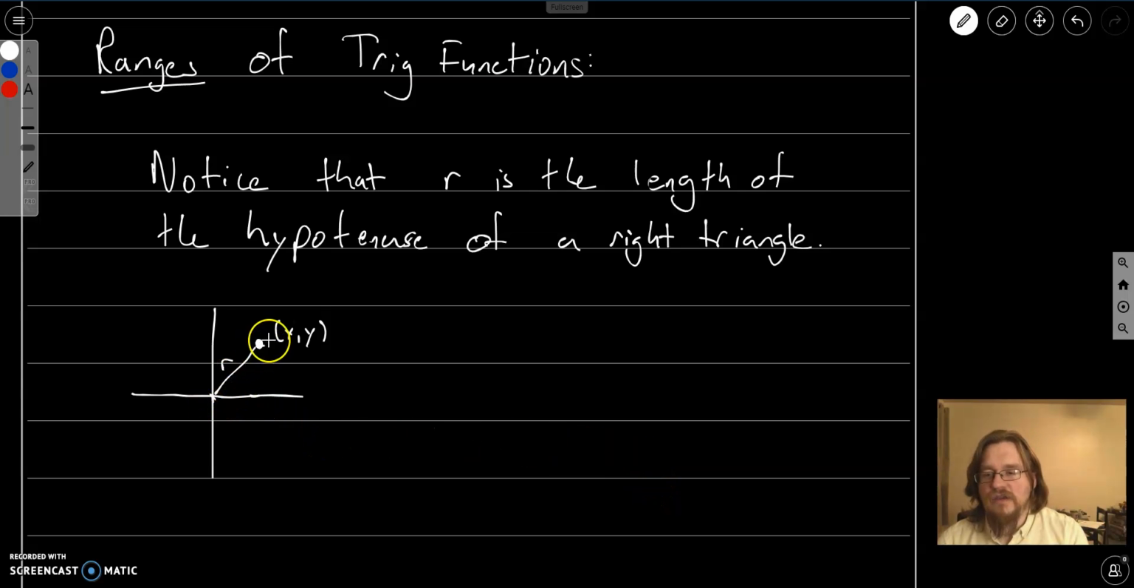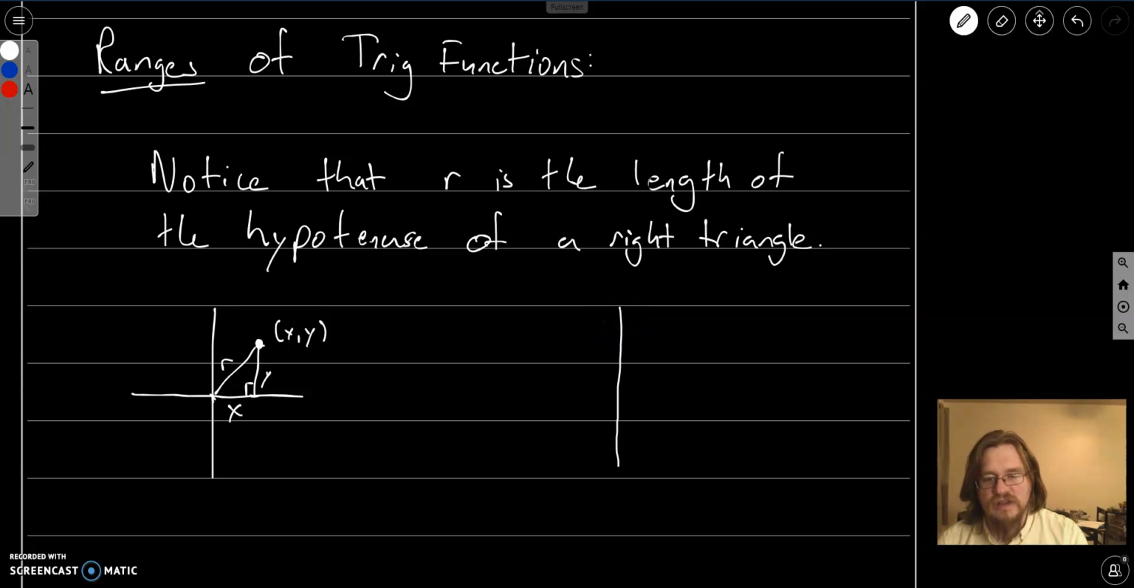So the one thing that I really want to point out here is the fact that r is going to be the hypotenuse of a right triangle. So whenever you have an angle here, we can form a right triangle like so. And the distance up from the x-axis to our point is going to be y, and our distance across is going to be x. So this is a right triangle. r is the hypotenuse, and it's going to be at least as big as x and y.